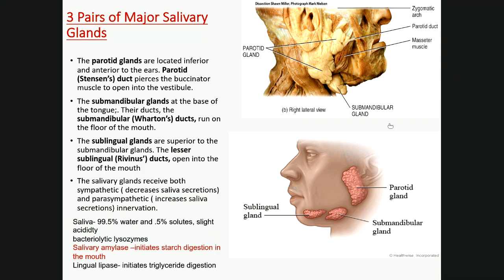So within the mouth, we have 3 pairs of major salivary glands: the parotid glands laterally, submandibular and sublingual glands. Most of saliva is 99.5% water and 0.5% solutes. These solutes are slightly acidic, and they secrete salivary amylase, which initiates starch digestion in the mouth. They also secrete lingual lipase, which initiates triglyceride digestion.